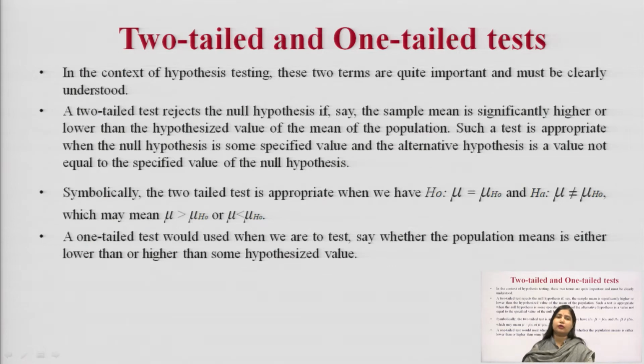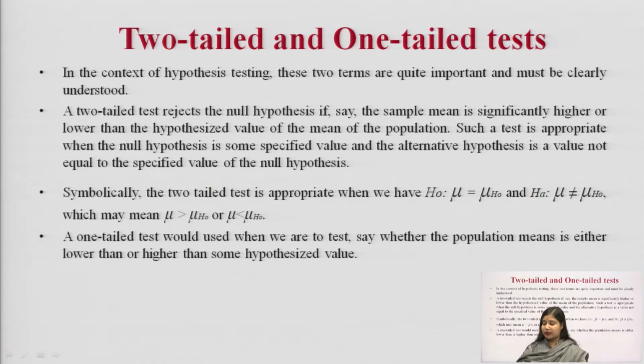Now, that was all about type 1 and type 2 error. Now, we start the two-tailed or one-tailed test. This is also related to the acceptance or the rejection of the hypothesis, and what criteria we set, most of the time, what our significance level is. In the two-tailed test and in the one-tailed test, this is in the context of hypothesis testing, and these two terms are quite important and must be clearly understood.